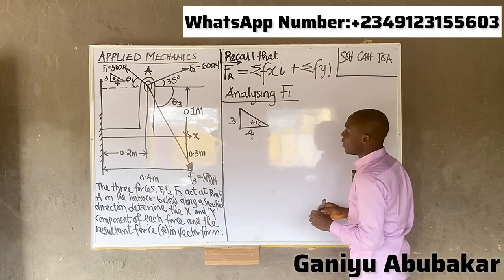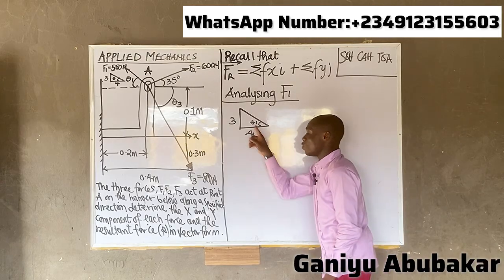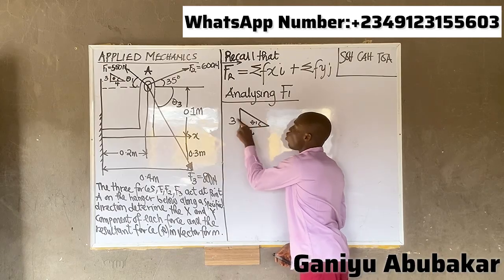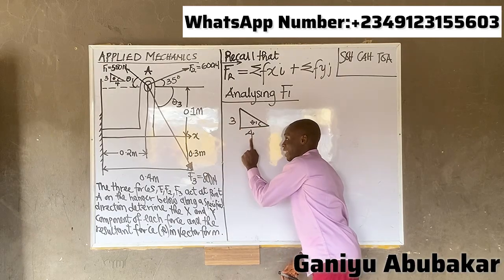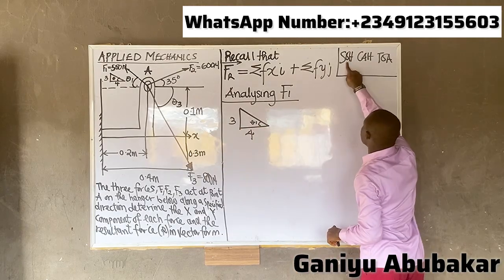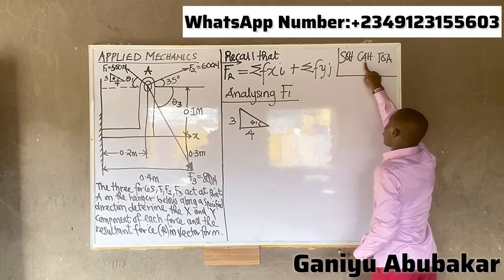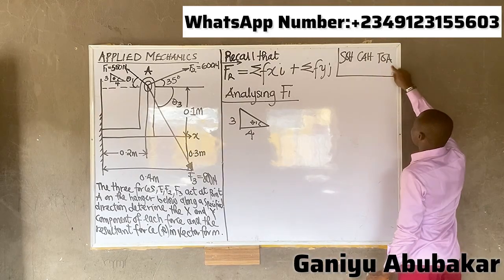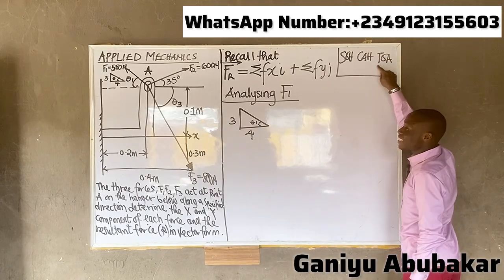For SOHCAHTOA there, listen, I want to get theta 1. What do I know here? I know opposite and what? Adjacent. Check. Opposite, hypotenuse, no. Opposite, adjacent, hypotenuse, no. Opposite, adjacent. So I have these two, so I'm using what? Tan.